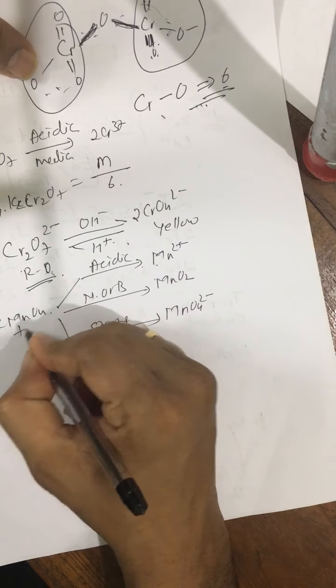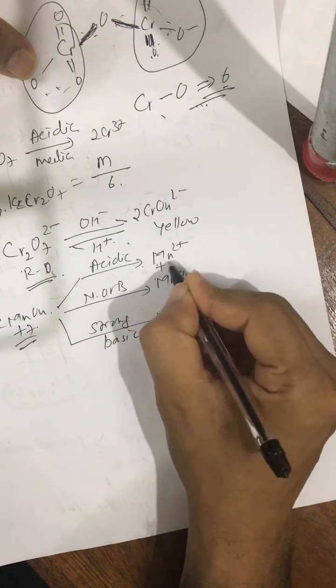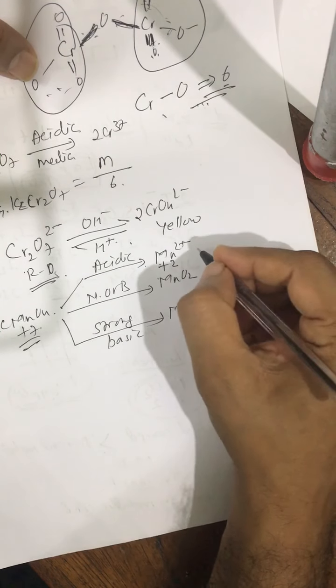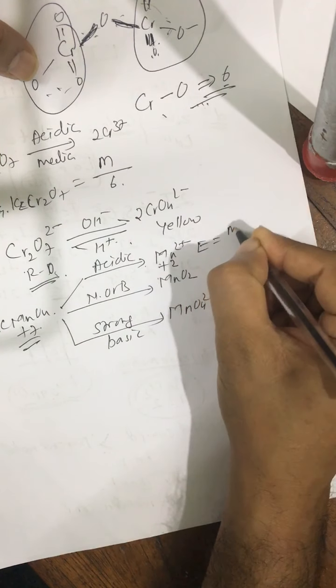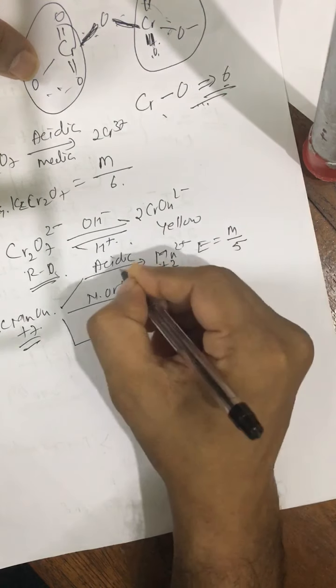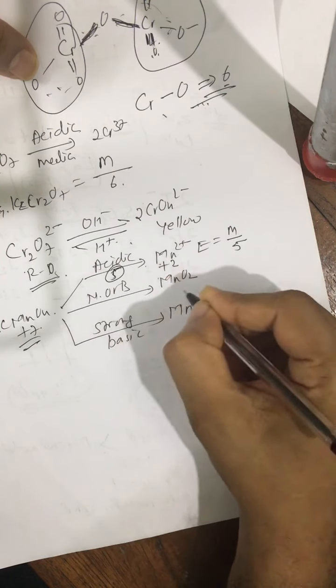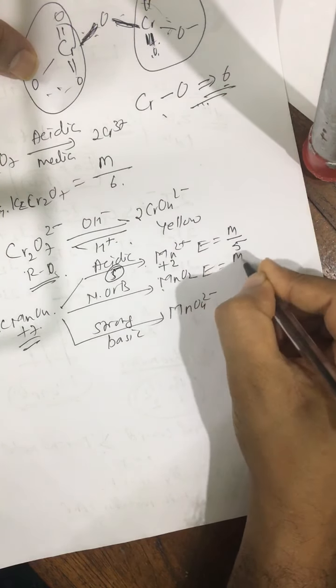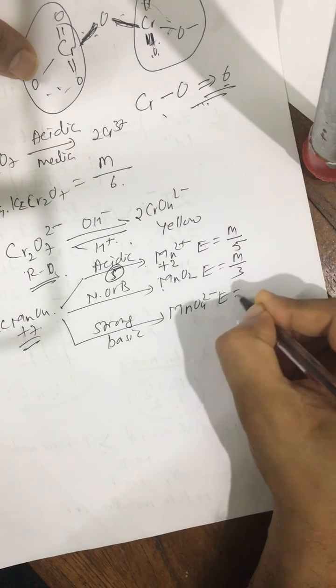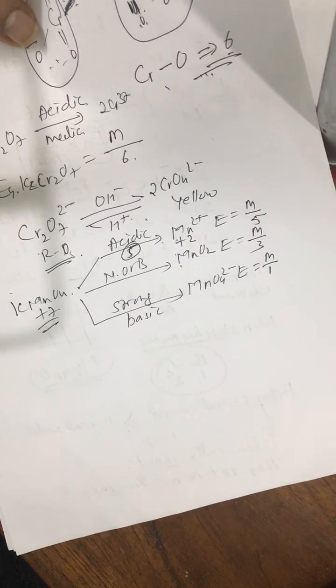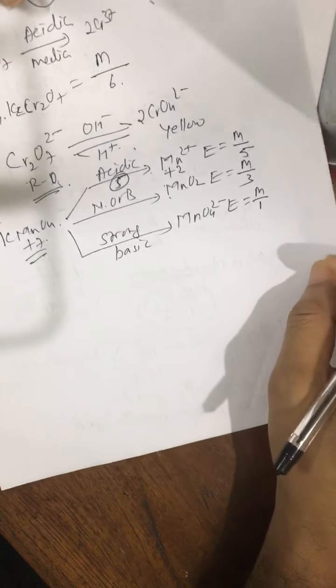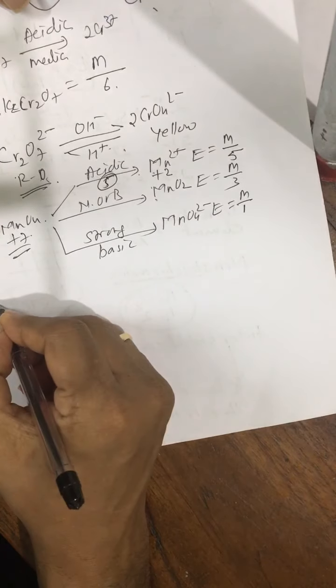So here if you look at the change in oxidation state, +7 to +2, so equivalent mass is M by 5, or the valence factor is 5. Here the equivalent mass is M by 3, and in the last case it is M by 1. All right. And how it is prepared in laboratory is also important.